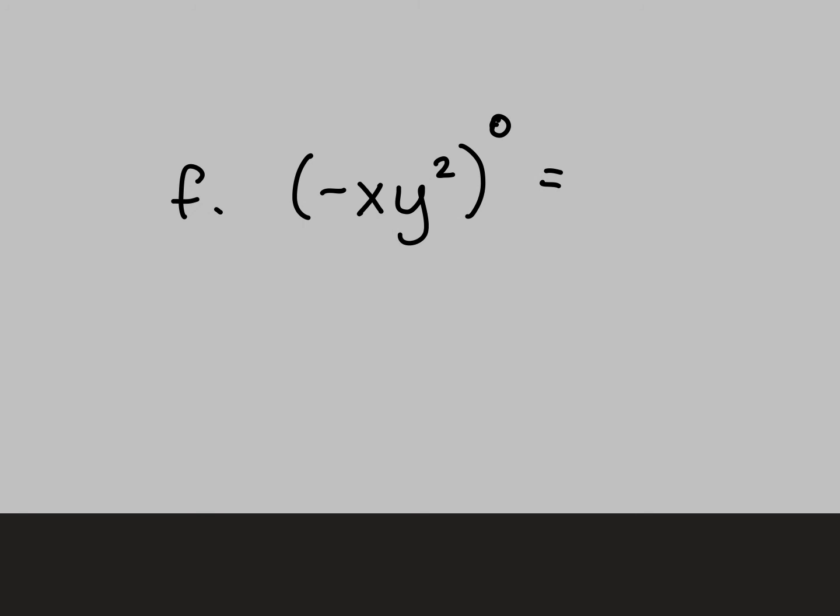So in F, I have negative x y squared to the power of 0. So the whole thing is to the power of 0. What does the exponent of 0 do? What is anything raised to the power of 0? It doesn't make it 0, but you're on the right track. It makes it 1. So this whole thing is being raised to the power of 0, so my answer is 1.